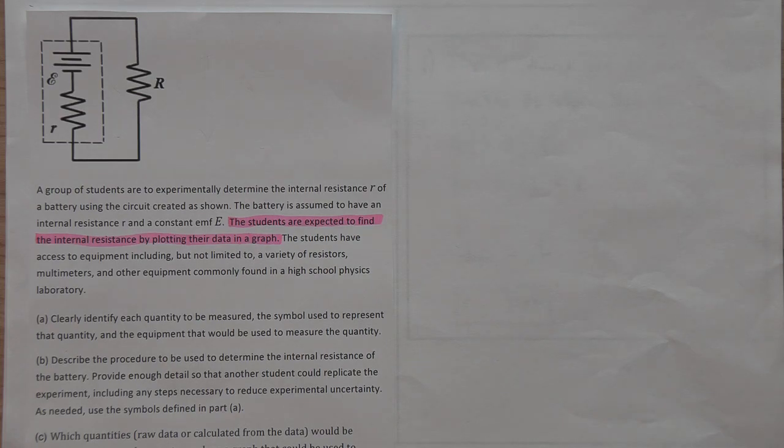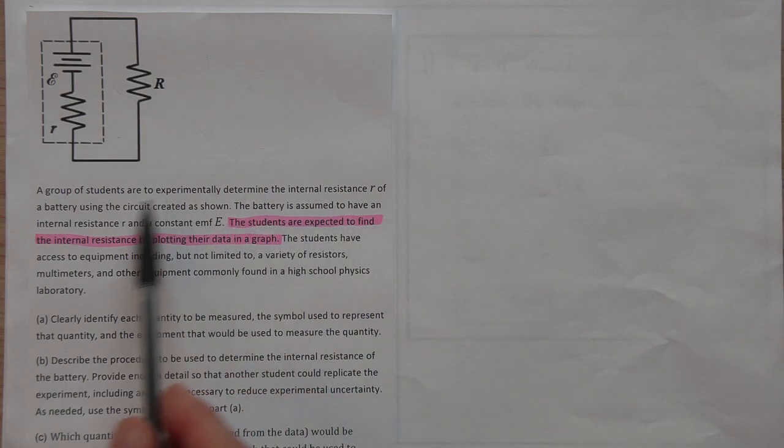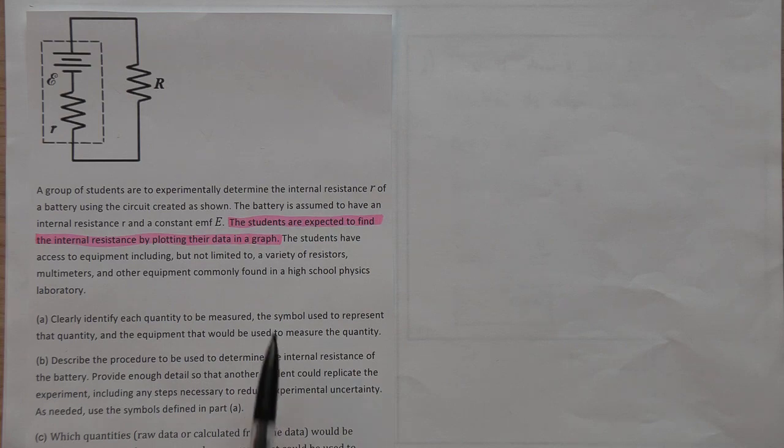Why did I highlight that? Well, because a graph implies that you're going to have multiple trials, that you're going to be changing one variable and seeing its effect on another, plotting it in a graph, and then seeing some kind of pattern, maybe a curve, maybe a straight line. That depends on the experiment, but it does imply multiple trials with a graph, obviously. The students have access to equipment including but not limited to a variety of resistors, multimeters, and other equipment commonly found in a high school physics laboratory.